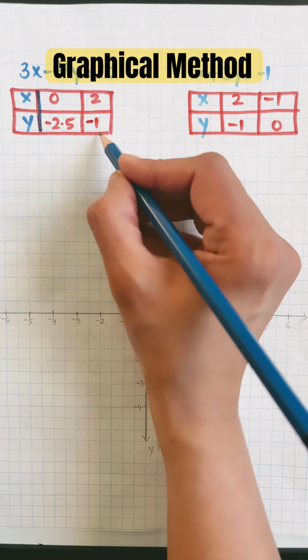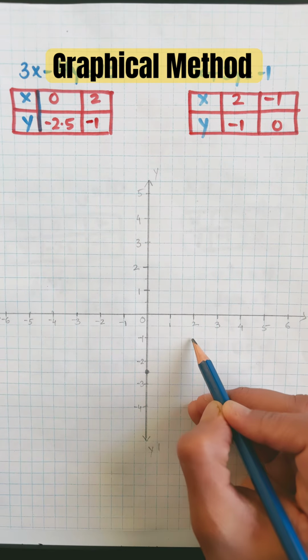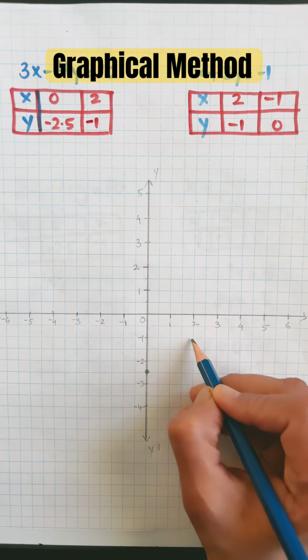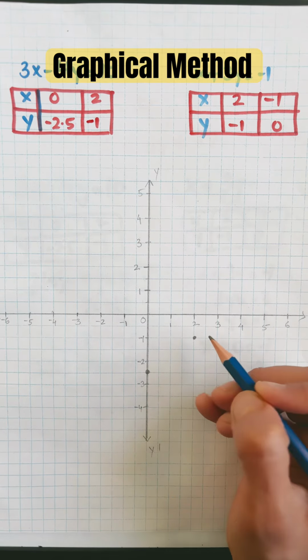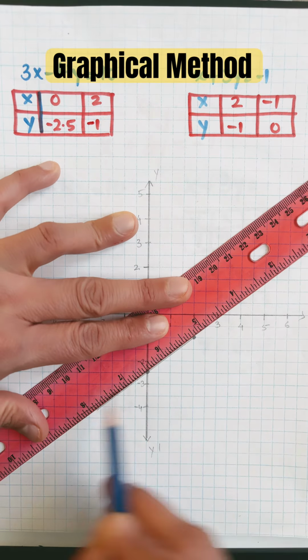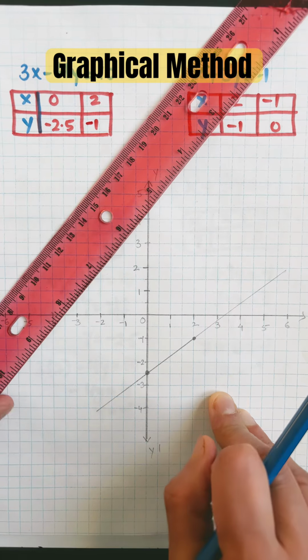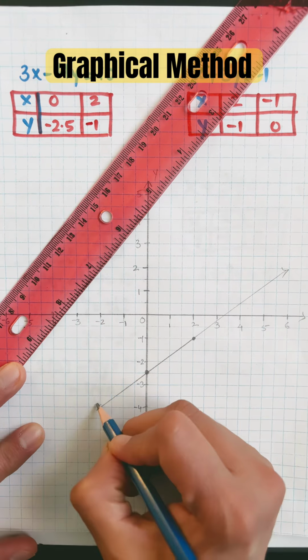When x is 2, y is minus 1. Where is x 2? Over here. And where is y minus 1? Over here. So this is y minus 1. This is x 2. So this is my second point. Now, if I join them with the ruler, my graph would come out to be like this for my first equation. So this is my first equation.